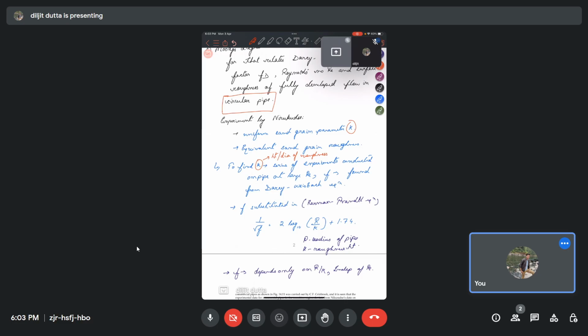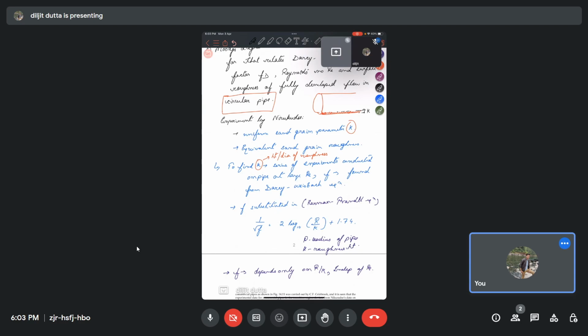If you want to explain it in simple terms, there will be the pipe material, and if it is a circular pipe, this pipe material will have roughness like this. The height of the roughness is called k, the average height.